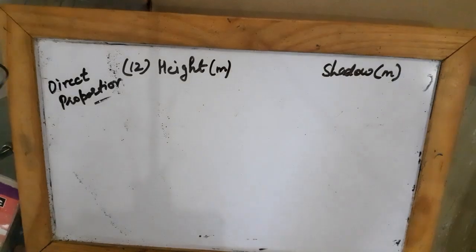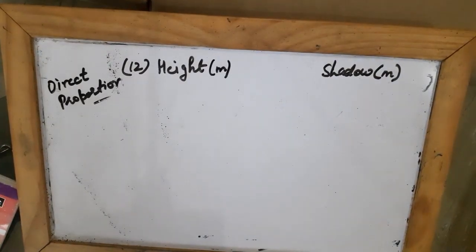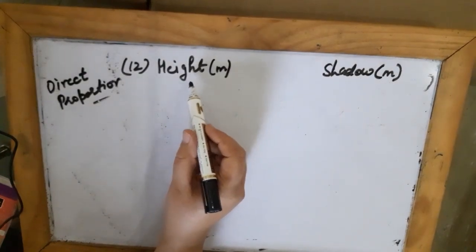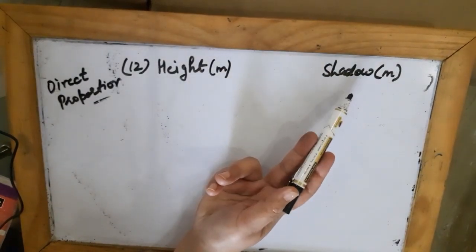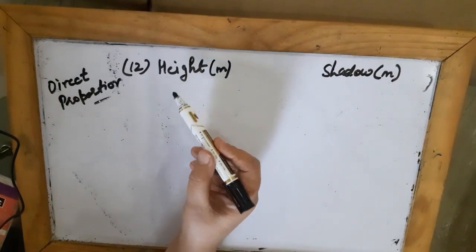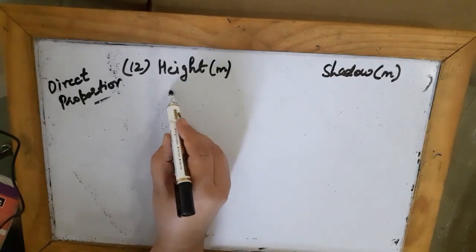Now the 12th question: at a particular time of a day, a 7-meter high flagstaff casts a shadow which is 8.2 meter long. So what are the two things given in this? एक तो height दी है किसी चीज़ की और एक उसकी shadow, जितनी उसकी shadow पड़ रही है उसकी length. So both are in meters. Now they are saying the 7-meter high flagstaff.